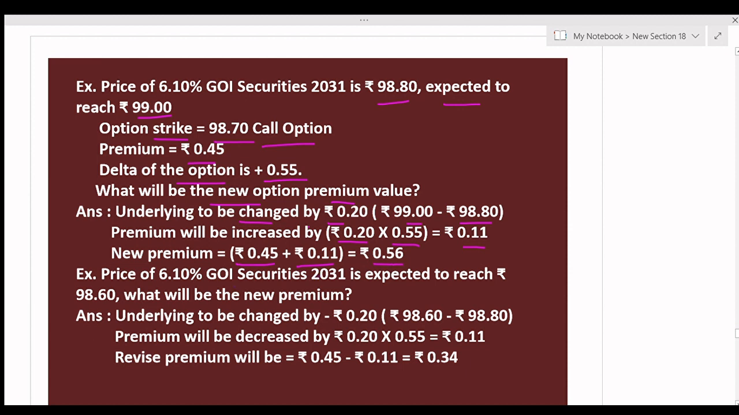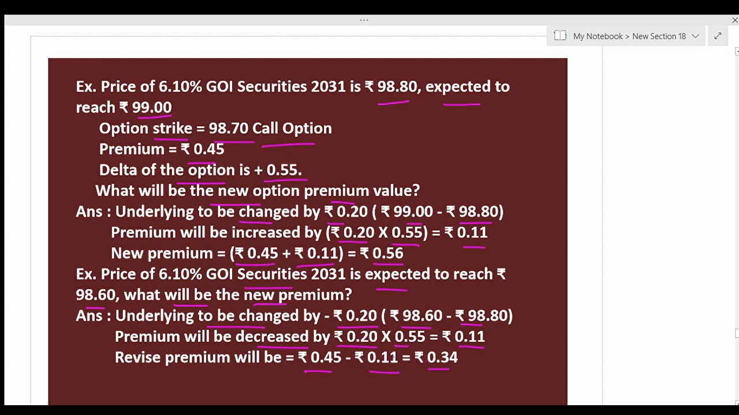Next problem. Price of GOI securities is expected to reach 98.60. What will be the new premium? The underlying is to change by 0.20, that is 98.60 minus 98.80. It is minus, so the premium will decrease by 0.20 into 0.55, which is equal to 0.11. The revised premium will be 0.45 minus 0.11, which is equal to 0.34.